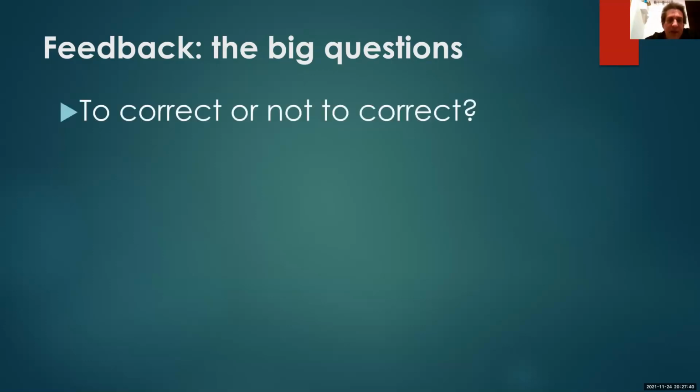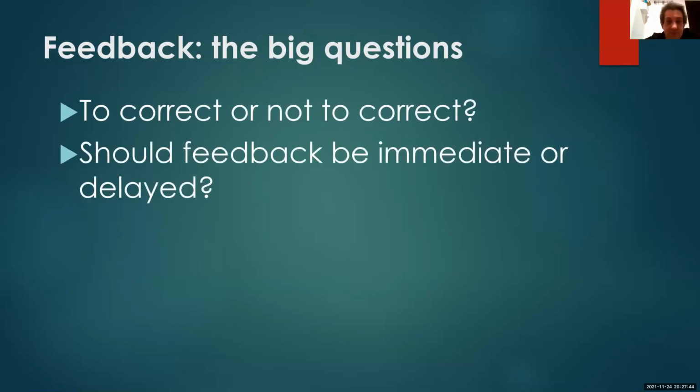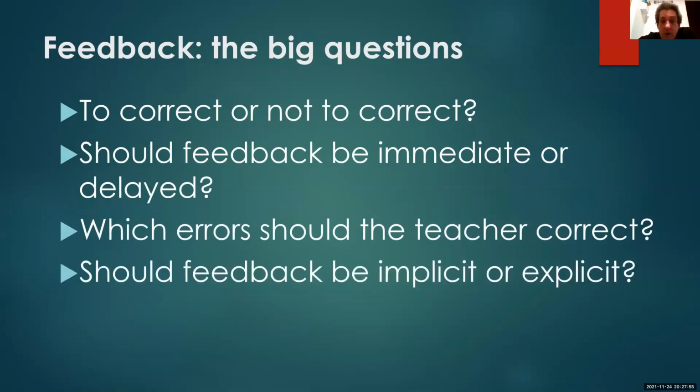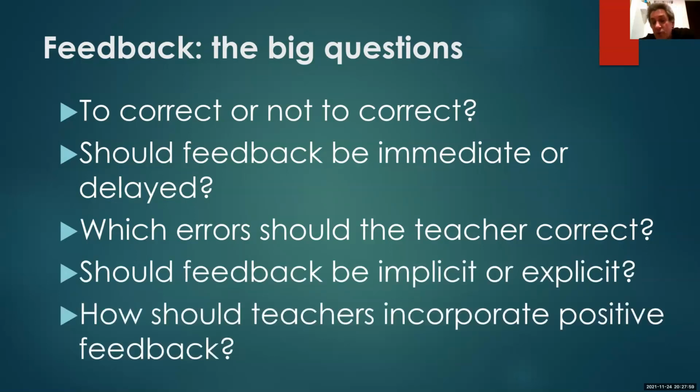Here are the big questions. To correct or not to correct? Should we give feedback immediately or should we delay it? What kind of errors should the teacher give feedback on if we're talking about error correction? Should it be implicit or should it be explicit? And how should we incorporate positive feedback? We don't really have any clear answers from the research to any of these, but here are a few insights.